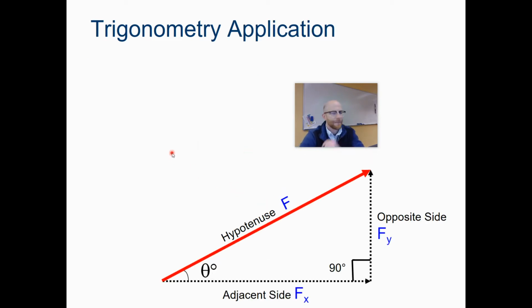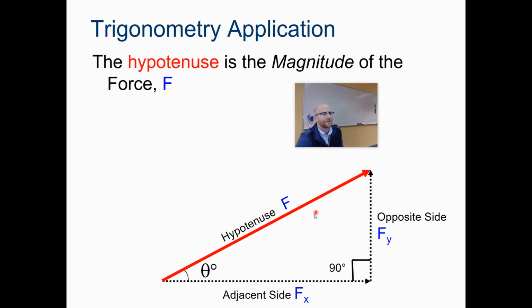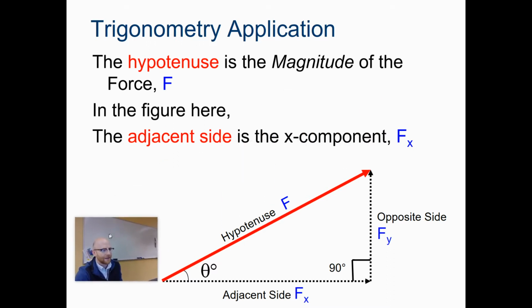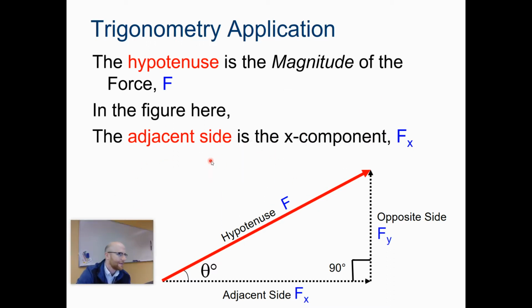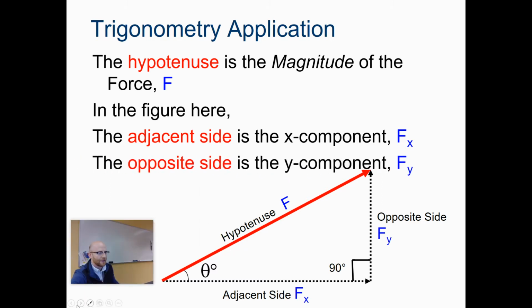So here's the example. We have F being our force in this direction, the magnitude of the vector. Okay, it's going this way. So we're going to talk about, hey, this is the hypotenuse, the magnitude of the force. In the figure here, we have, oh man, I keep moving myself. The adjacent side, trying to get my pointer back here. So the adjacent side is the x component, F_x, the force of x. So that's the force in this direction.